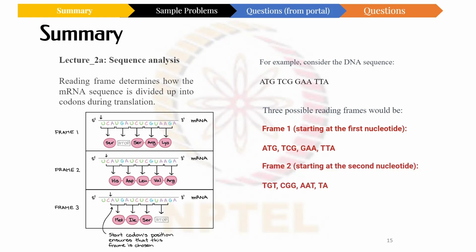Next, coming to frame 2, it starts with the 2nd nucleotide. Now we are removing this A and starting from T. So T, G, T. Then the second one is C, G, G. And the third one is A, A, T. And finally we are left with a combination of 2. Next is the third one. It starts with the 3rd nucleotide. So removing the first 2, A and T, we directly consider the 3rd one: G, T, C. This way.